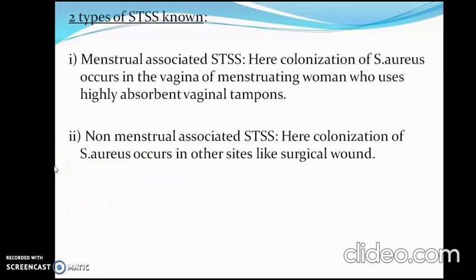2 types of staphylococcal toxic shock syndrome are there. The first one is associated with menstruation, and here the organism Staphylococcus aureus occurs in the vagina of menstruating women. And the second one is the non-menstrual associated. Here the colonization of Staphylococcus aureus occurs in other sites like surgical wounds.